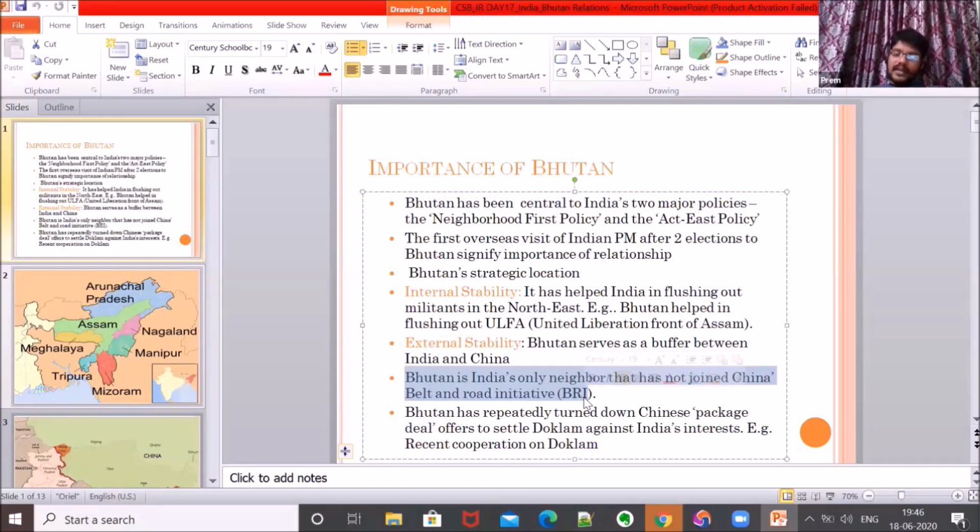So Bhutan is taking India's stand and supporting India. Now imagine if Bhutan also joins BRI, then there will be huge pressure on India also to join BRI. And India becomes the only country that is opposing the BRI in the entire South Asia. So that is why, politically also, to maintain or strengthen India's stand, Bhutan is very important for India.